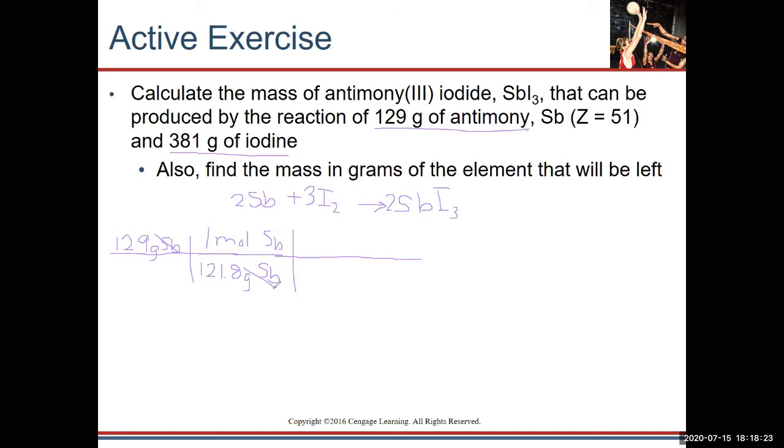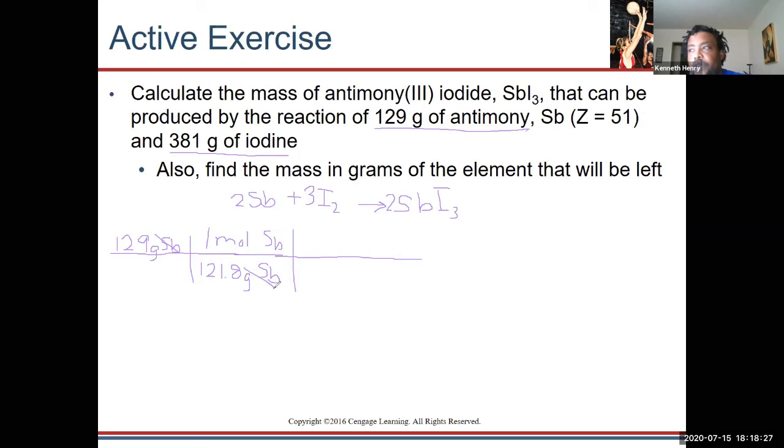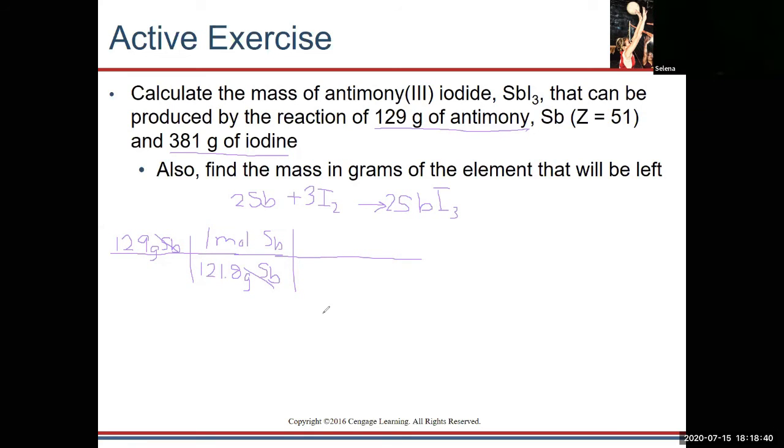Our mole ratio. We're going to actually use our mole ratio to figure out how many iodine molecules I'm going to get with that mass of SB. So what is my mole to mole ratio? 2 moles of SB? SB, right?